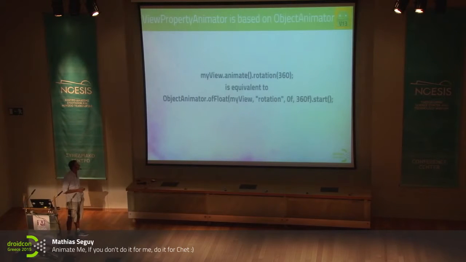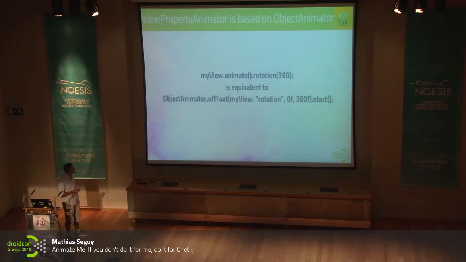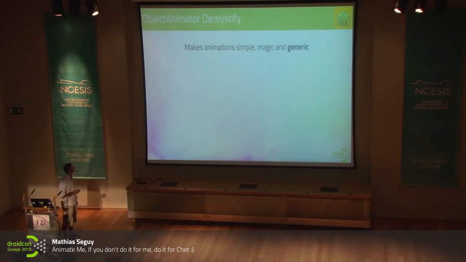ViewPropertyAnimator is based on ObjectAnimator. So my view.animate is equivalent to ObjectAnimator.ofFloat, your view, the rotation, from, to, and start. It's the same stuff, but it's written in a quicker way. ObjectAnimator is really a class that I really like, and it makes a lot of stuff more simple.